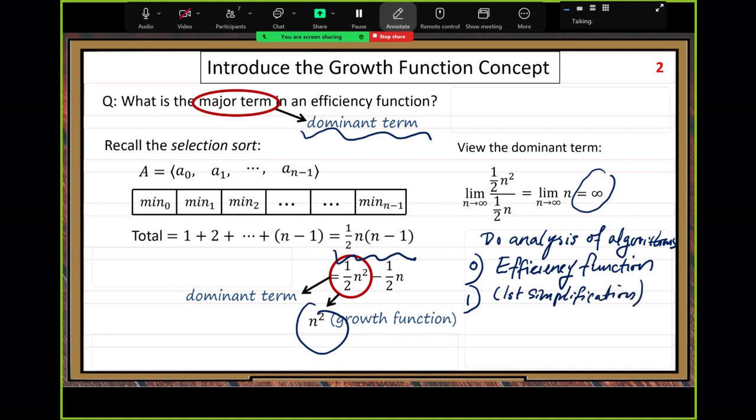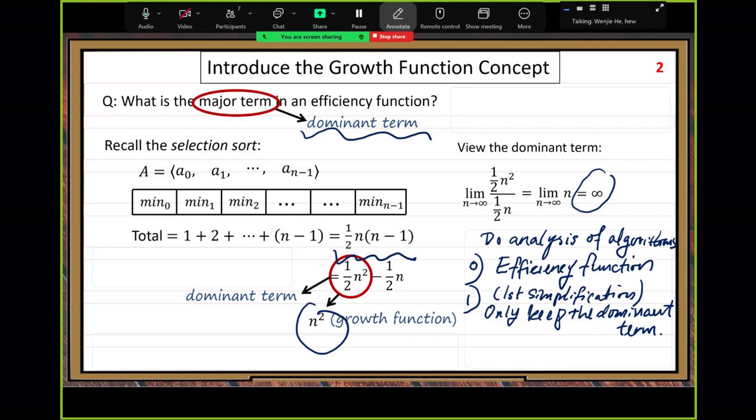So what's that? We only keep the dominant term. There are multiple terms in the efficiency function, so one function is represented as a sum of multiple terms. Then we compare those terms and we pick the most dominant term.